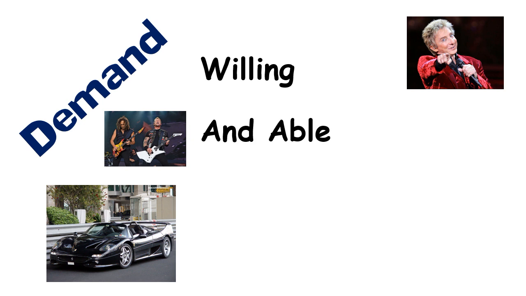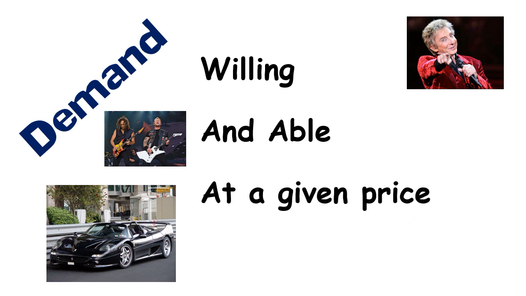Going with willing is able. So I have to be both willing and able. I'm willing and able to buy Metallica music, and I own it, lots of it. I'm willing to buy that Ferrari for the $1 million it would cost. I'm willing, but I'm not able. I'm able to buy Barry Manilow songs, but I'm not willing. And then the third part of this is at the price.